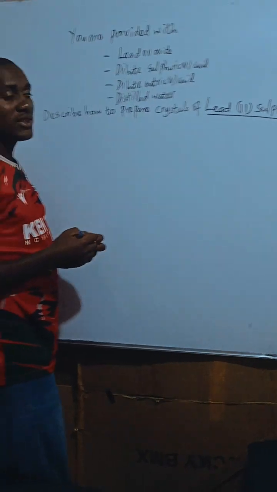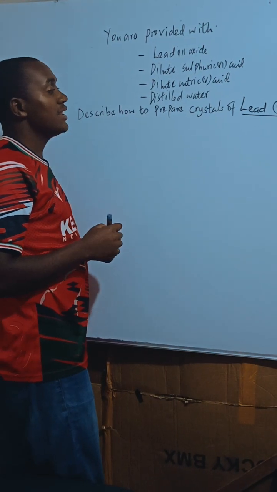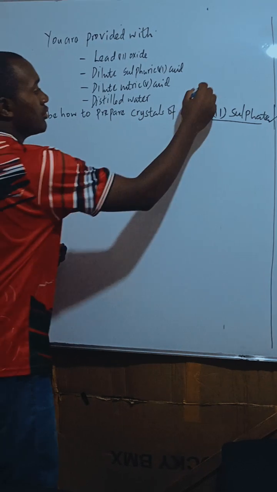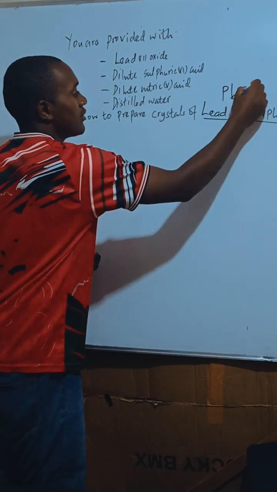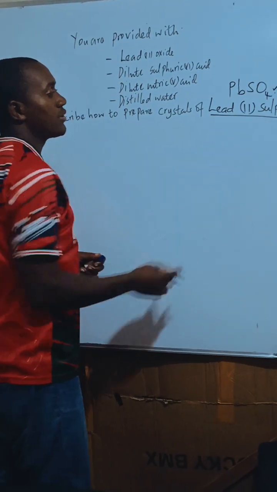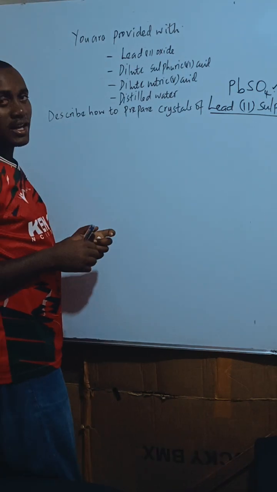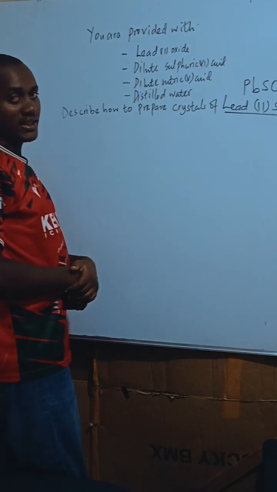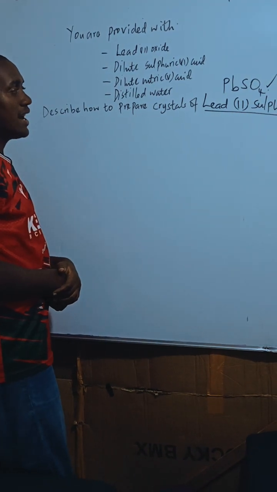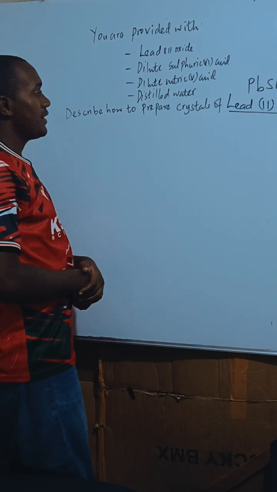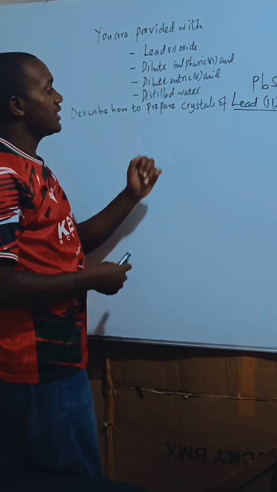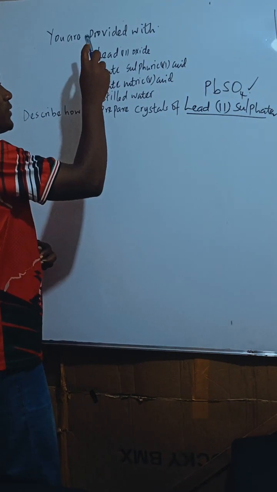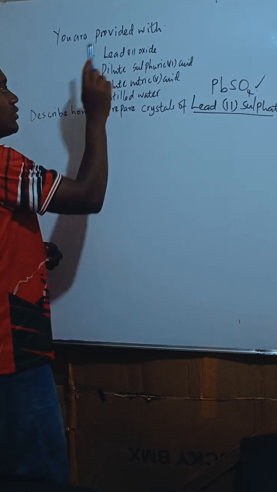The first thing you ask yourself is, is this salt, lead 2 sulfate, soluble or insoluble? From the solubility of salts, all sulfates are soluble except lead sulfate, barium sulfate, and calcium sulfate. Therefore, we can prepare lead sulfate. We first react lead 2 oxide.